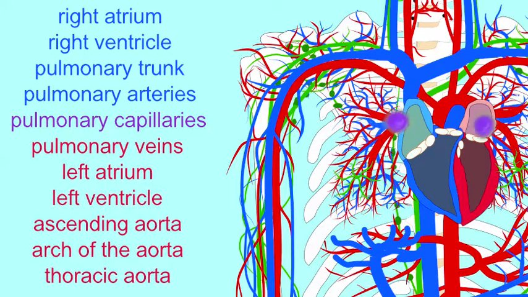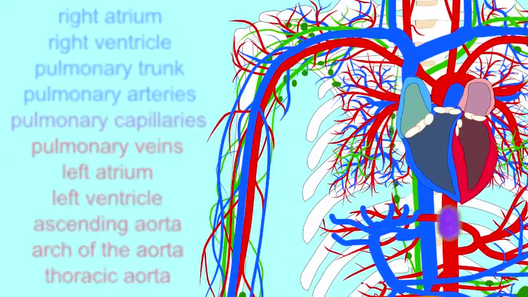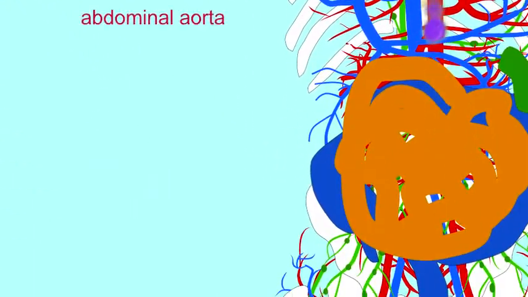the pulmonary veins, through the left atrium, and then the left ventricle would pump this oxygenated blood first into the ascending aorta, then the arch of the aorta, then the descending aorta, first its thoracic portion, and then the abdominal aorta. The abdominal aorta gives rise to a number of unpaired arteries.